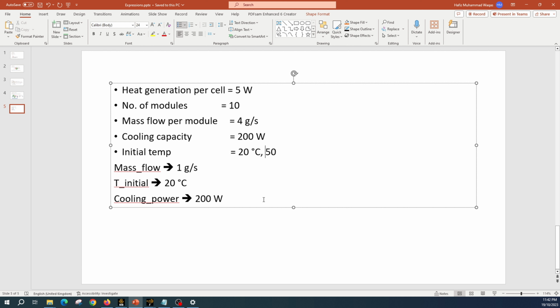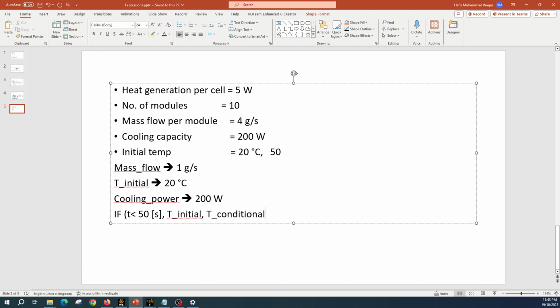Now, what was our first condition? As I said, we want to change the inlet temperature after 50 seconds. It means for that we need an if condition. So if time, okay, first let me write this one, then we can talk about this thing. If time is less than 50 second, then use T initial, otherwise let's call it T conditional.